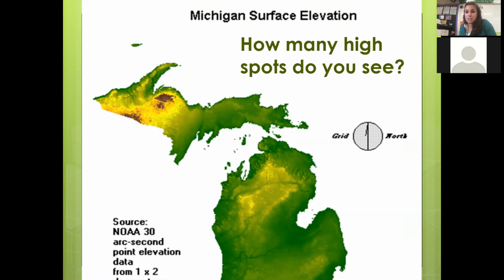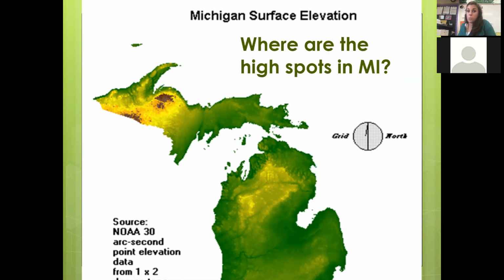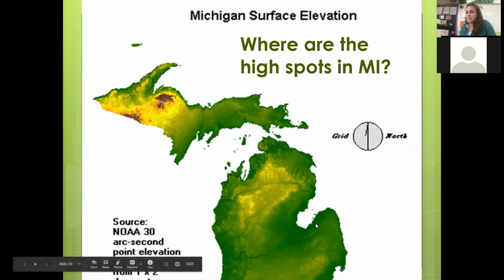So here are the questions you're going to see on your quiz. How many high spots do you see? High is the red. That would be one area right here, two areas right there. There are two really high spots. Those are the two big mountain ranges in Michigan, and those are called the Huron Mountains and the Porcupine Mountains. So where are those high spots in Michigan? Are they in the Upper Peninsula or the Lower Peninsula? The correct answer is the Upper Peninsula.